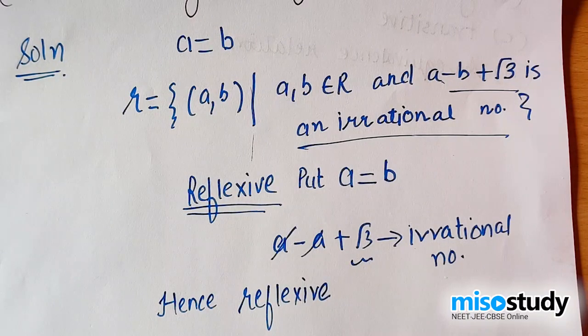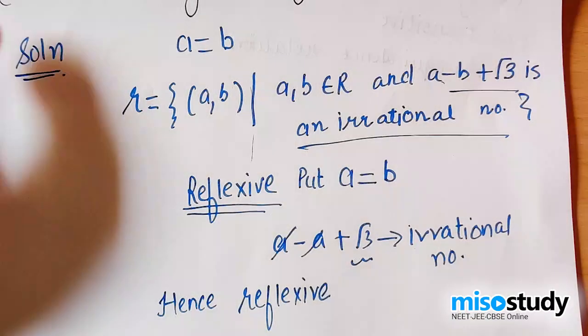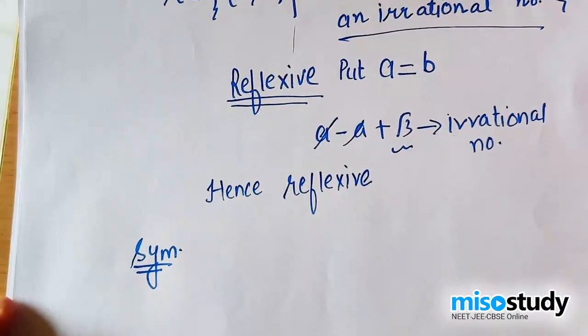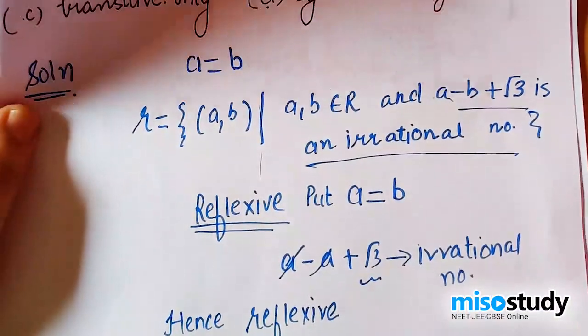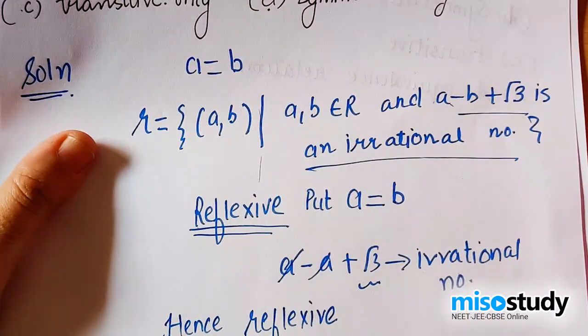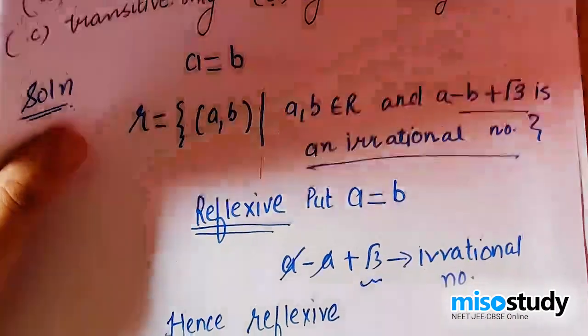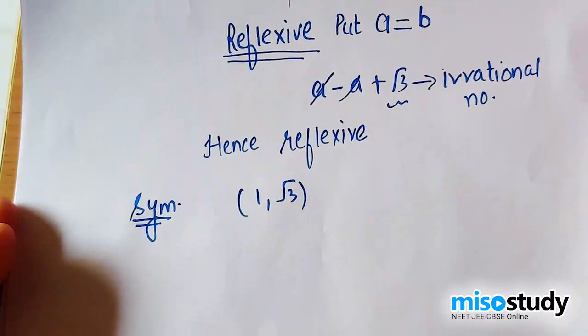So I will take different values and see if it is holding. Now I need just one example to prove that it is not symmetric, and that one example I will frame. Let us check the example. Let us assume I take A as 1 and B as root 3.